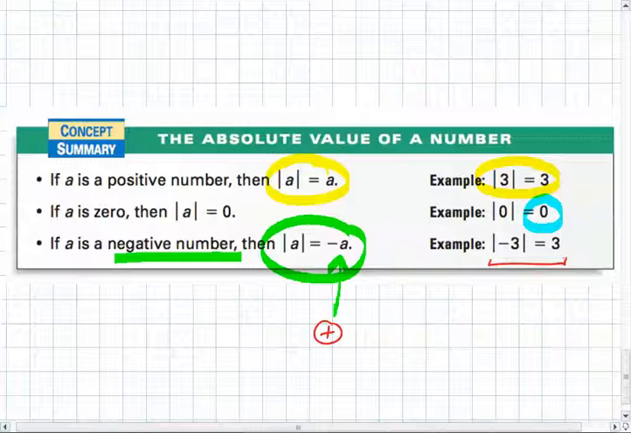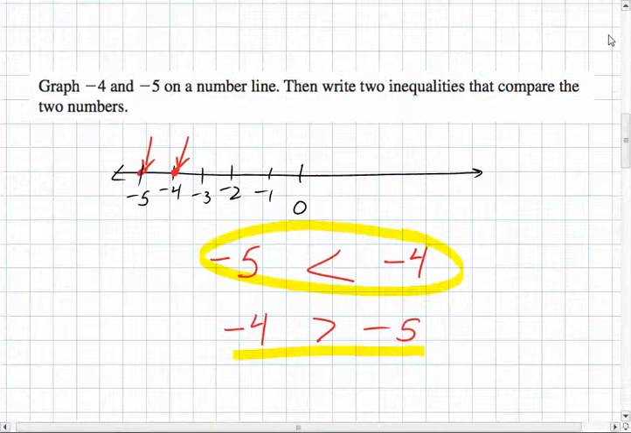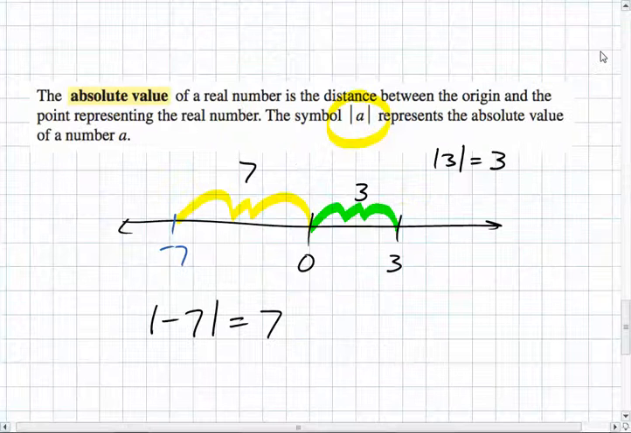So what are the important points you need to remember? All real numbers live on the real number line. You can figure out the relative size of two numbers by their placement on the real number line. To the left is less than to the right. And the absolute value of a number is its distance from 0. And another name for 0 is the origin.